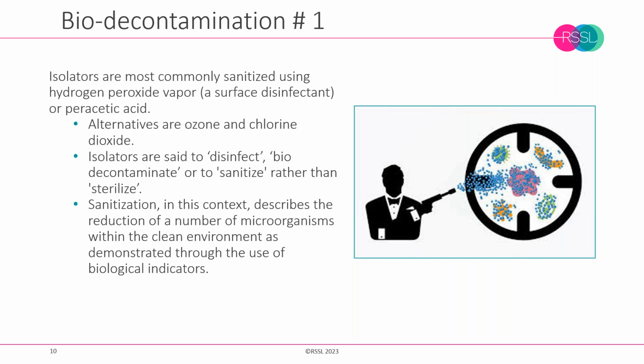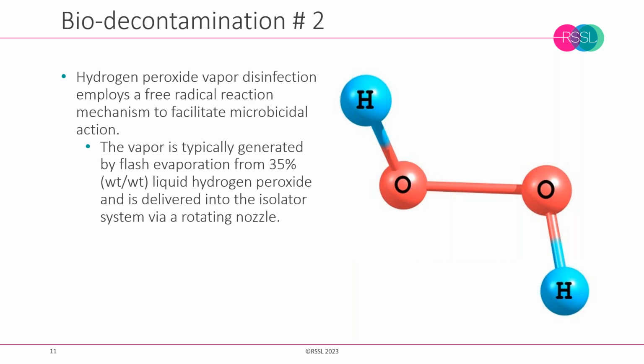There are some others who take a different position, but in order to comply with MHRA wishes, then it's best to avoid the word sterilisation. So the achievement of the required level of sanitisation is achieved through the use of biological indicators. So we're going to have a quick look at hydrogen peroxide, because it is universally the most common agent at the moment.